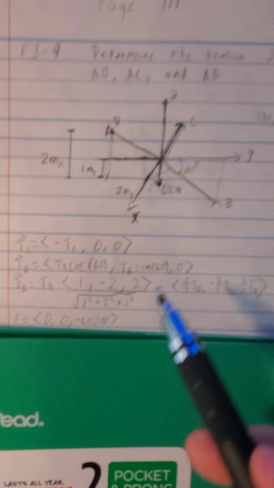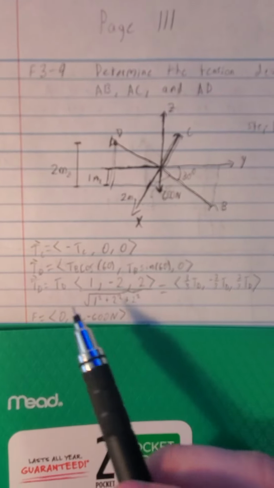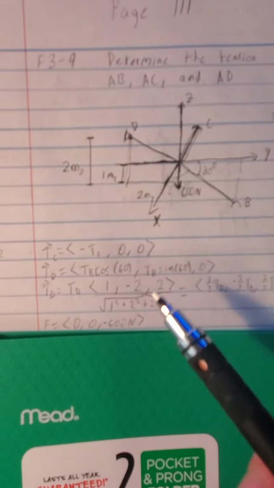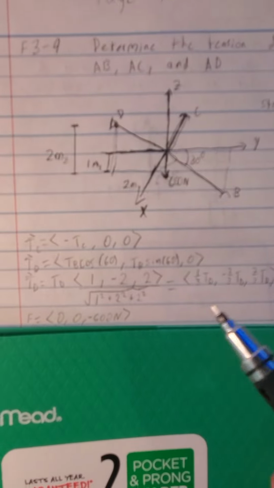And they're both going in the positive direction. Here's positive y and here's positive x, so they would both be positive. And so TB cosine 60 and TB sine 60, and 0 because there's no z component of this force.